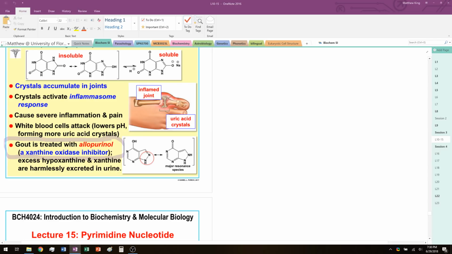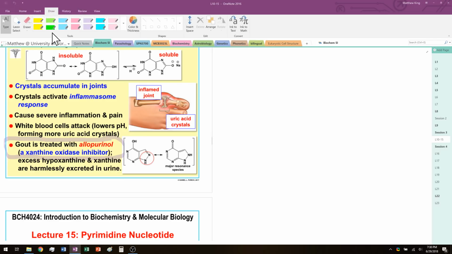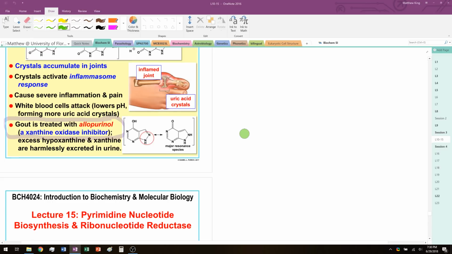Oh, OneNote. Okay, so basically, while we're here, I had a direct test question on this. Gout is treated with literally this drug right here, allopurinol. It was a really easy question, but this is just a quick reminder that literally almost everything is exam eligible. Gout is treated with allopurinol. That was a test question for me from Purich, and it could be one for you.